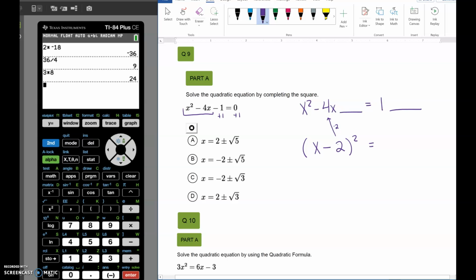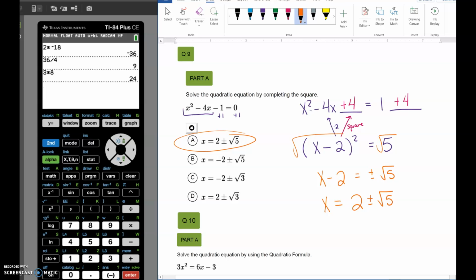Actually, I'm going to do that in a different color. I'm going to say right here that you square that number. -2 squared is +4. And if you add it to the left, you have to add it to the right. So now we have x minus 2 squared, that's the factored form of that trinomial, equals 5. Okay? We can get rid of the square now by square rooting both sides. Don't forget that that means there's a plus minus in front of that square root of 5. Finish this by adding 2 on both sides, 2 plus or minus the square root of 5.